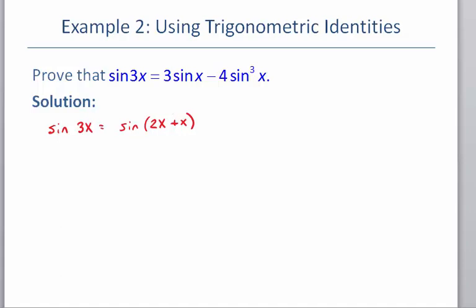Now, this is a sum identity for the sine. So recall that we have a formula for that. All right, recall that our formula, and we learned this in the last section, looks like sine of the first angle times cosine of the second angle plus cosine of the first angle and sine of the second angle. So remember that this is your sum and difference formula that we learned in the last section.